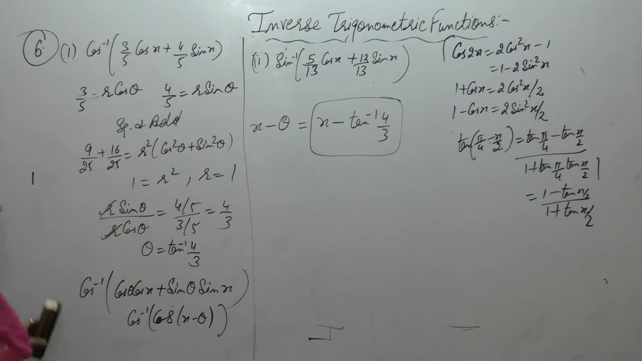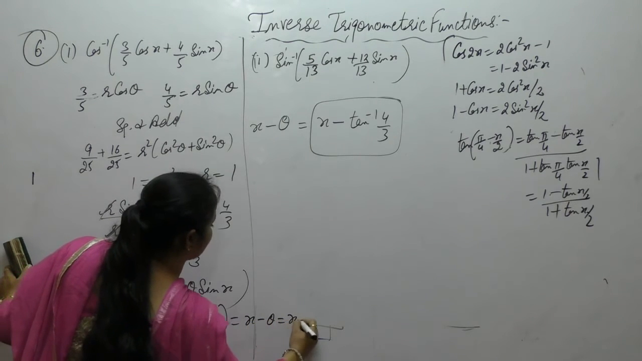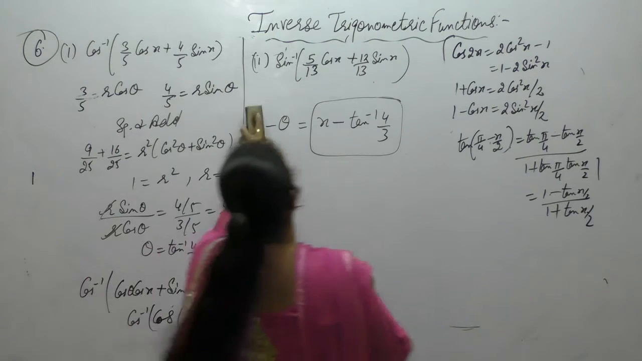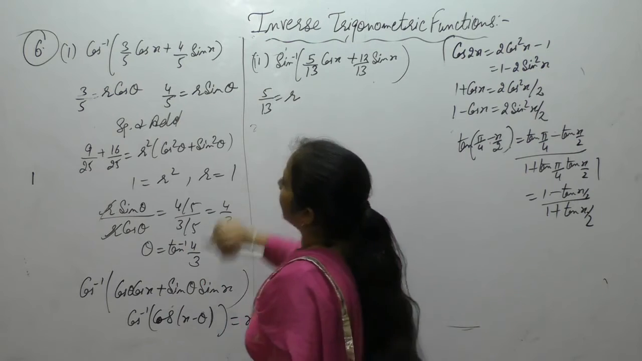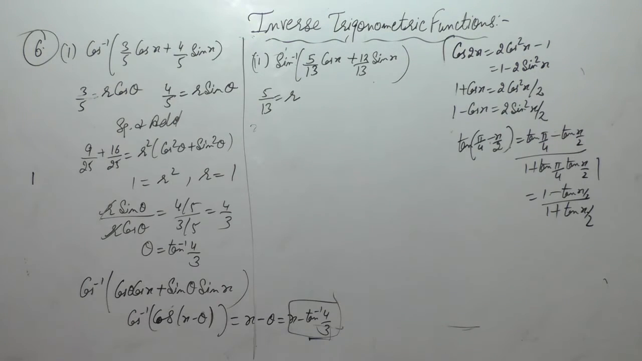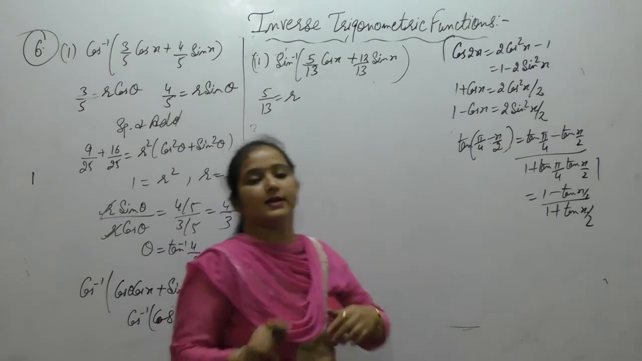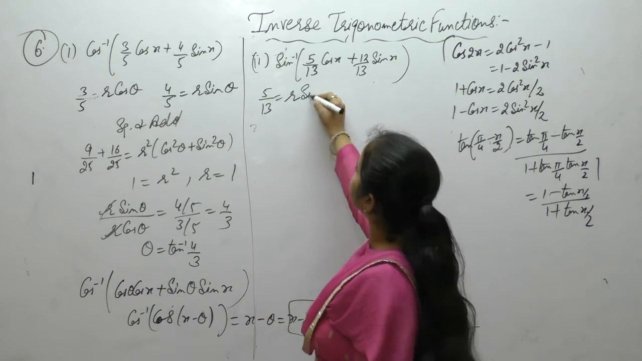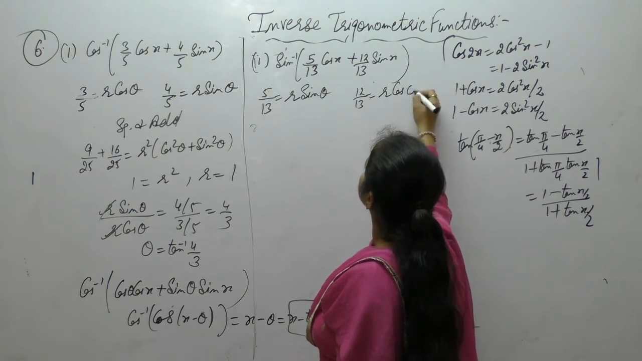Similarly for the second part, x minus theta, theta is tan inverse 4 by 3. Now put 5 by 13 as r cos theta or sin theta. We want the term sin here. Sin A cos B plus cos A sin B. So put this as r sin theta and this as r cos theta.